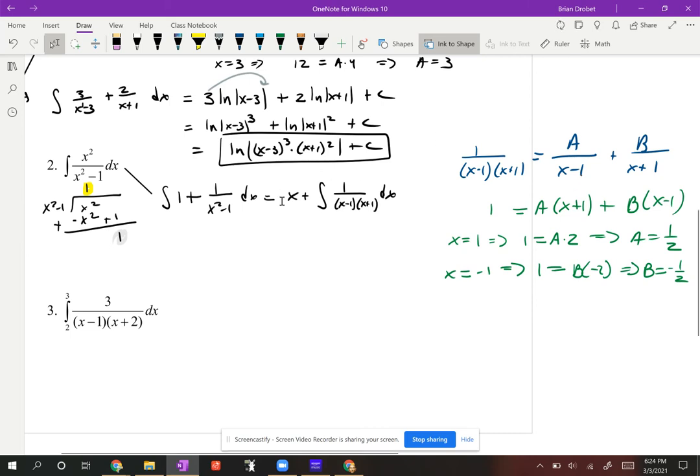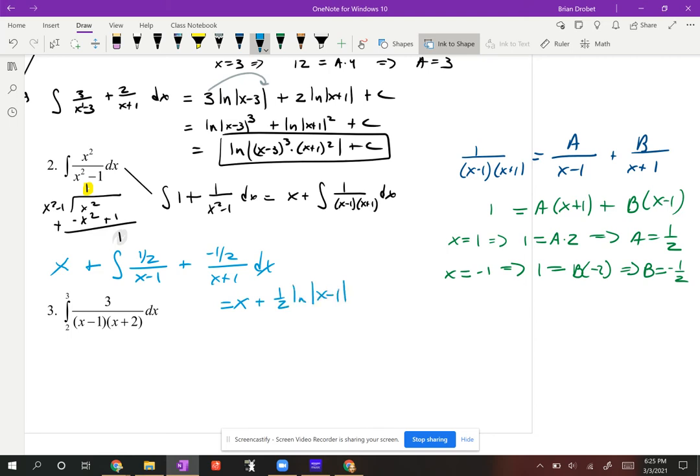So come back over to my result here. I've got the x in front already, which was an antiderivative of 1. And now my second integral, I'm going to rewrite the integrand, the inside, as a over x minus 1. So that's a half over x minus 1. And then b over x plus 1, like so. And once again, I have a constant on top, a linear term in the denominator. So my antiderivatives are going to be natural logs. So I've got the x in front. I've got a 1/2 ln absolute value x minus 1. And then I've got a minus 1/2 ln absolute value x plus 1.